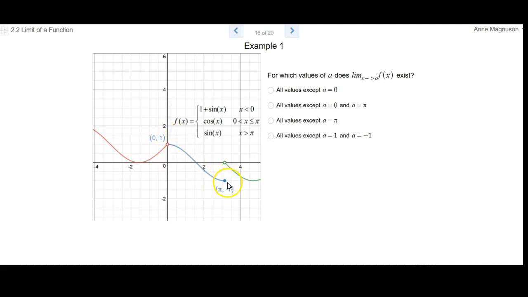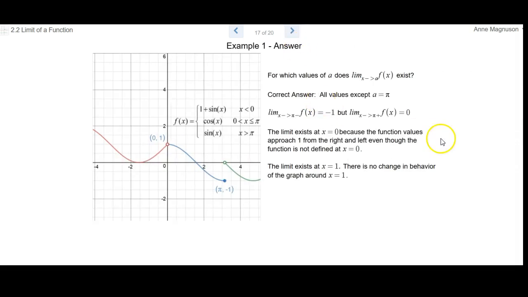The other possibility, looking at this piecewise function, is when x is pi. As x approaches pi from the left, the y values are approaching negative 1. But as x approaches pi from the right, the y values are approaching 0. So since the limit from the left doesn't equal the limit from the right, the limit as x approaches pi does not exist. So we'd say the limit exists for all values except when a is pi.